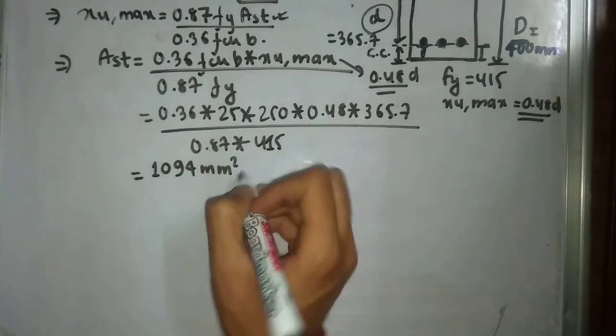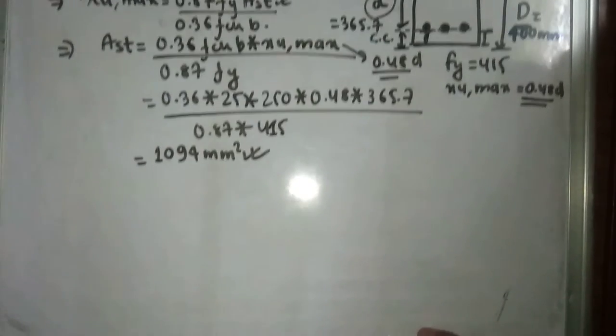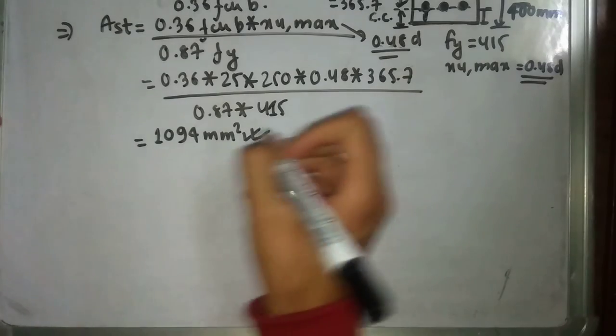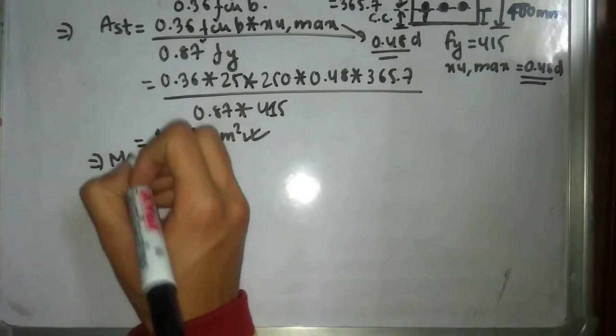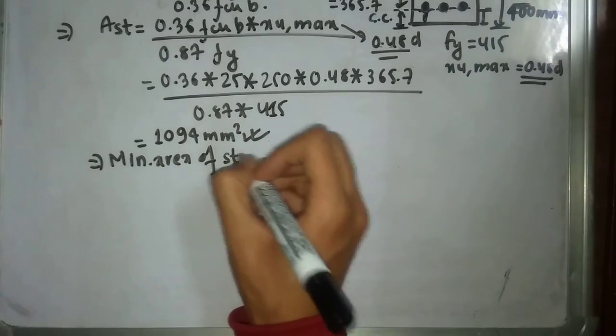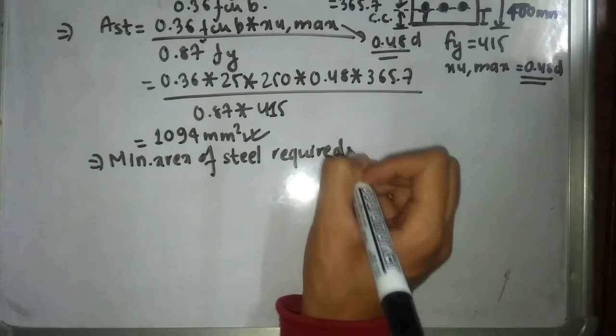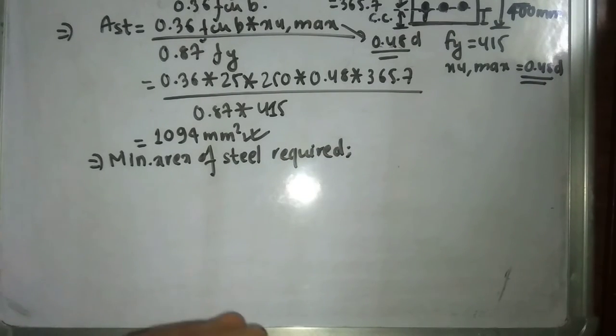1094 mm². So I need to check whether my design is correct or not. In order to check that, I'm going to follow one more code. Firstly, I'm going to calculate the minimum area of steel required. Again, our code has already given us the minimum requirement for our steel. So what we need to do is go to page number 47 of the same code book.